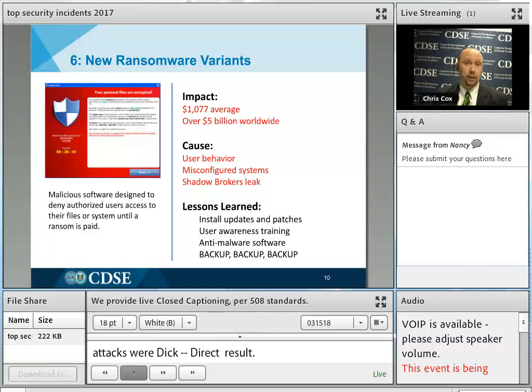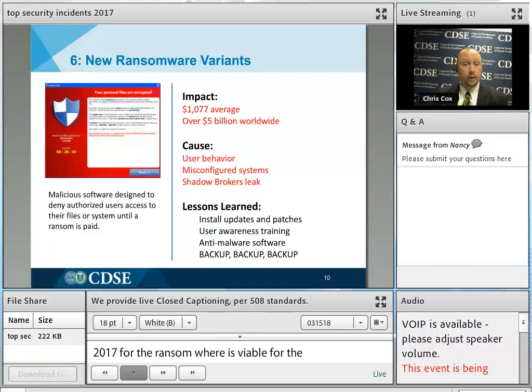2017 also further solidified ransomware as a viable, albeit criminal, method of raising funds. The attackers are using ransomware more and more because it keeps working. People still get infected and they still lose data. In fact, the average ransomware payment has risen to a little over $1,000 to get your data back, with the total impact being $5 billion in 2017.